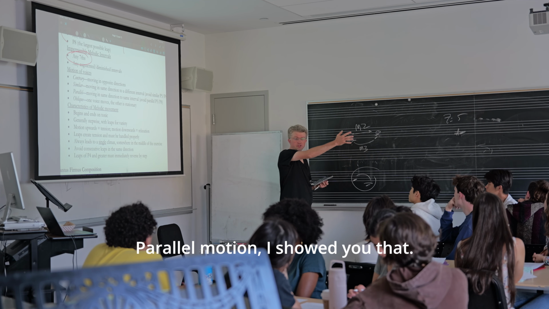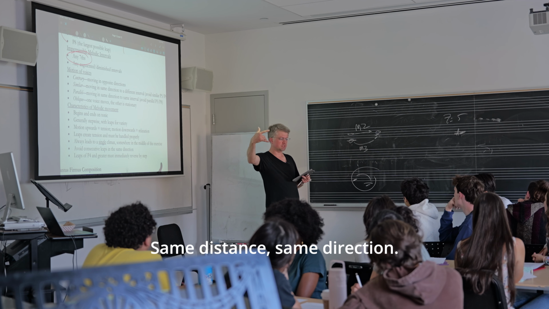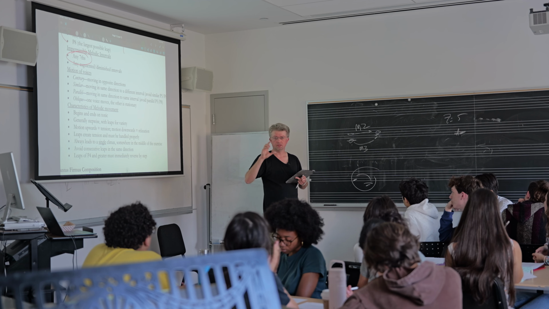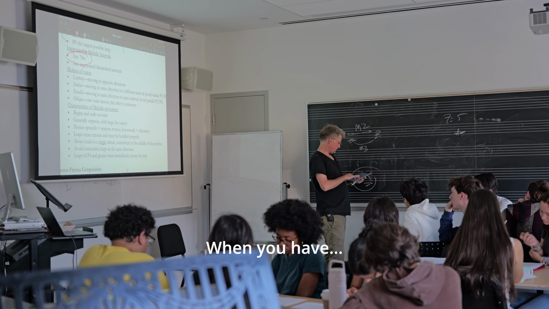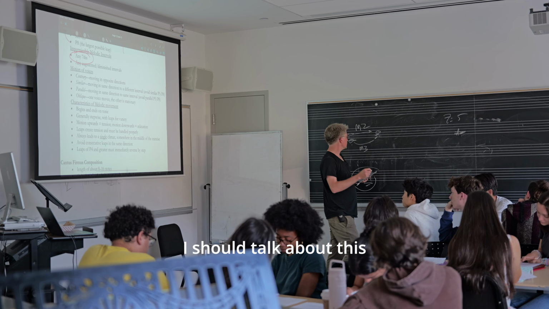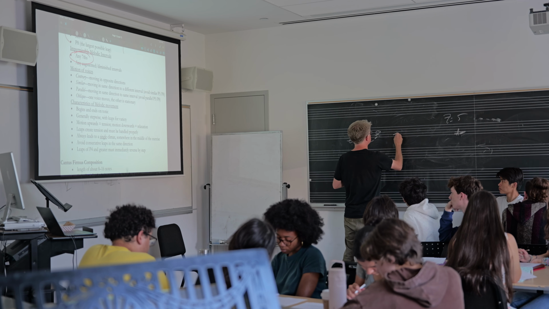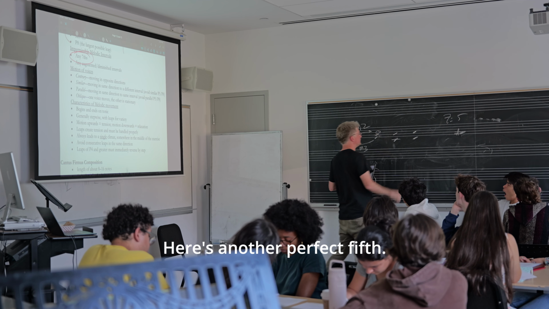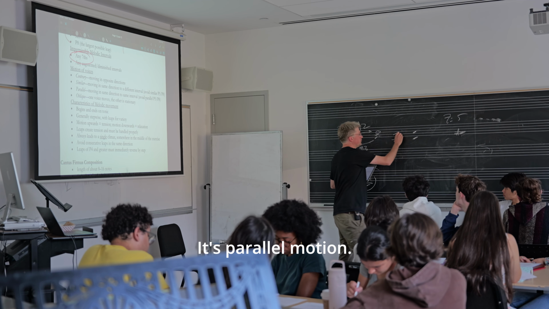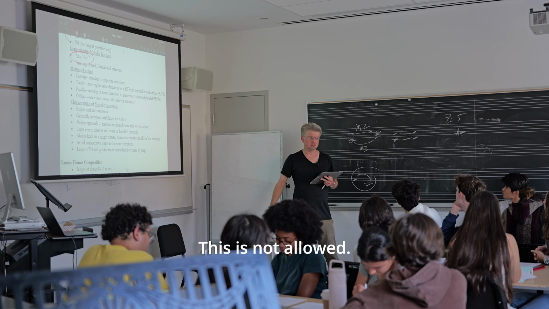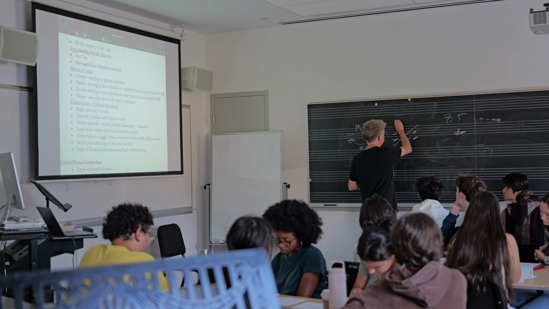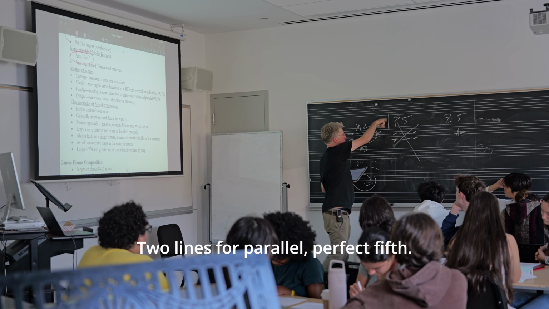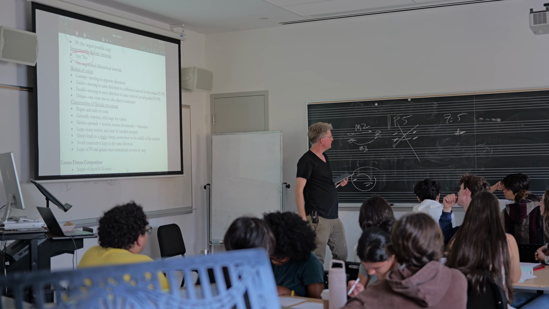So parallel motion, I showed you that. Same distance, same direction. Now there are specific rules about parallel motion. Here's a perfect fifth. Here's another perfect fifth. It's parallel motion. This is not allowed. This is what's known as parallel fifths. So two lines for parallel, perfect fifth.